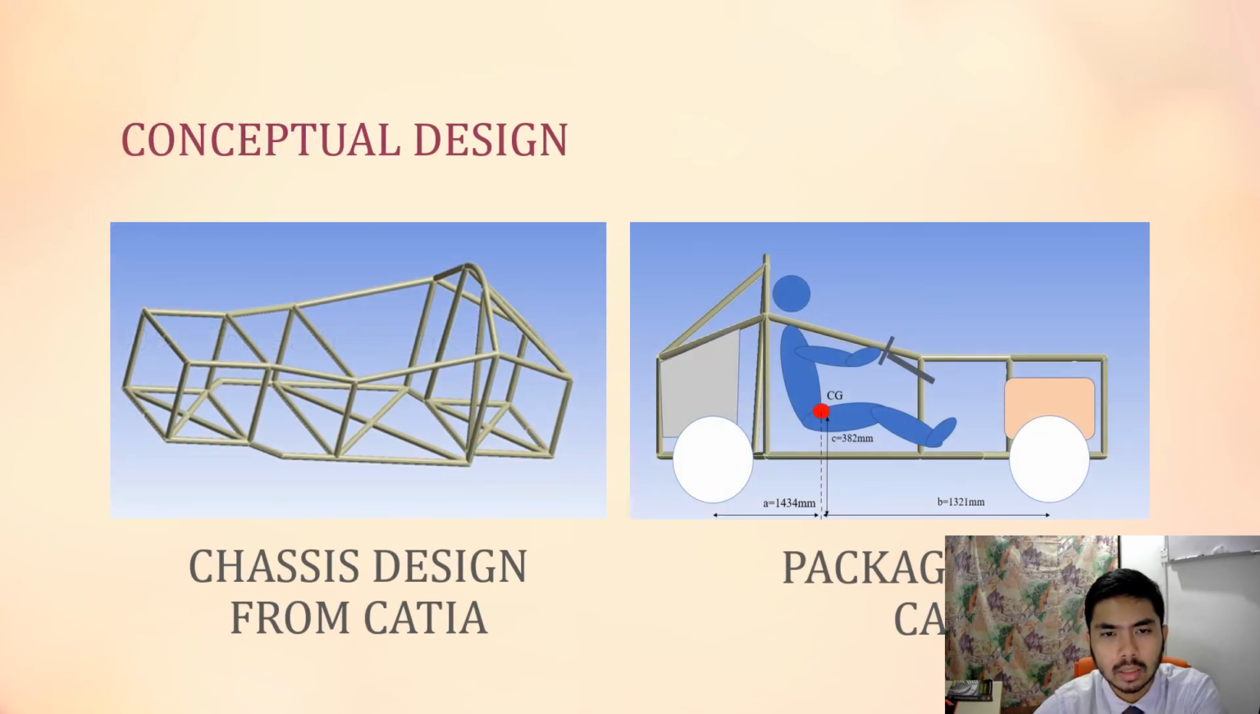So next, after the preliminary calculation, we will come up with the conceptual design. So first is the chassis design. I designed it in CATIA, and next is the packaging of the car. So the values here we are able to obtain from CATIA itself, the wheelbase distance and the center of gravity height. So we can obtain them from CATIA.